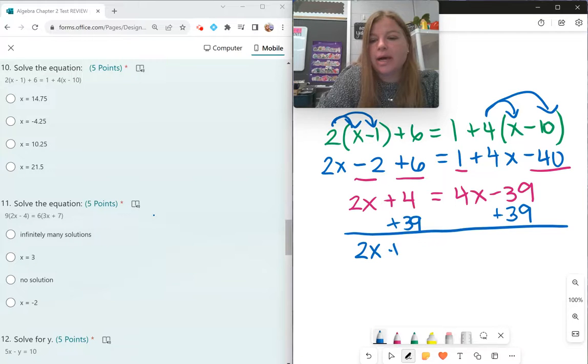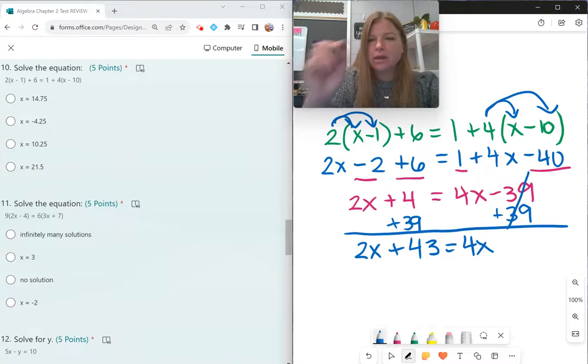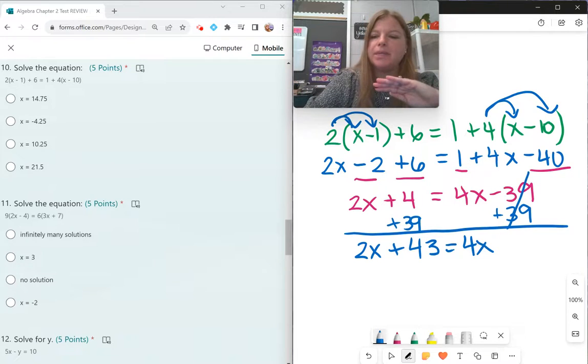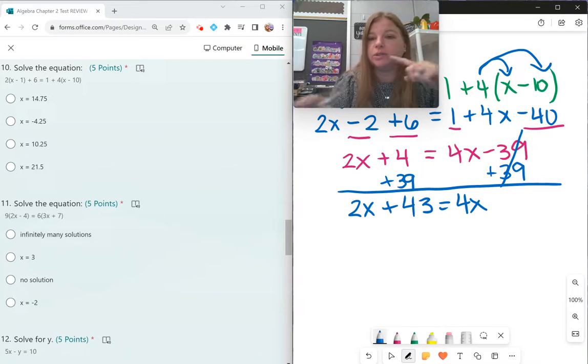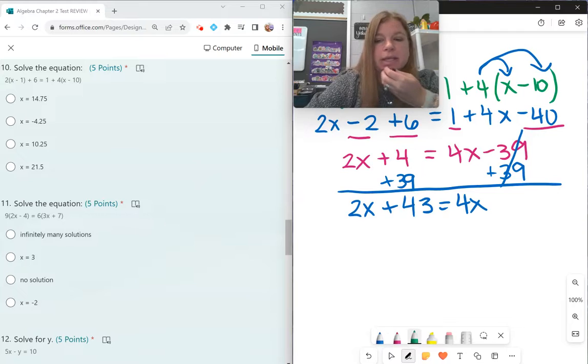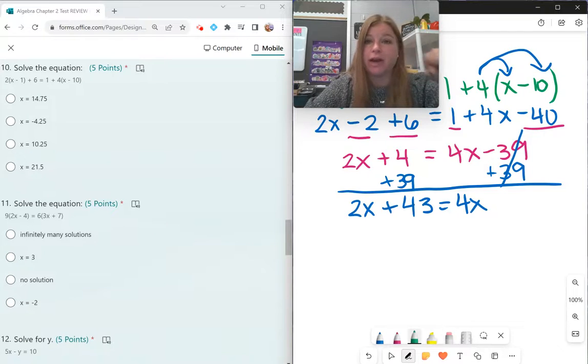So now I have 2x plus 43 equals 4x. At this point, though, after you choose whatever your first step is, you're limited. You can only do one thing. So if you did not choose this as the first step, it's okay, but we still should get the exact same final answer. At this point now, I see I have variables on both sides.